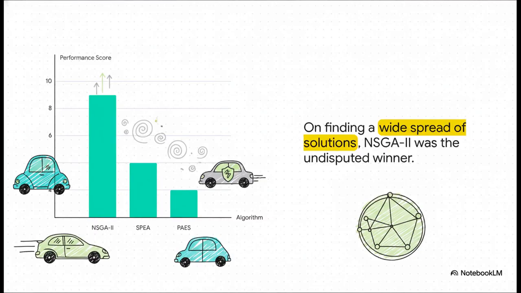But on that second metric, diversity, it wasn't even a competition. NSGA II was the undisputed champion. It found a better, wider spread of solutions on all 9 of the test problems. That crowding distance idea was a complete runaway success. It just delivered a rich, varied set of choices every single time.